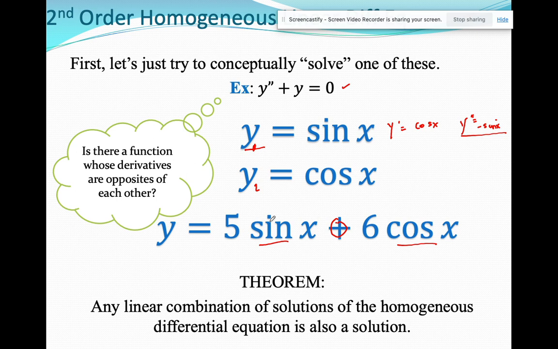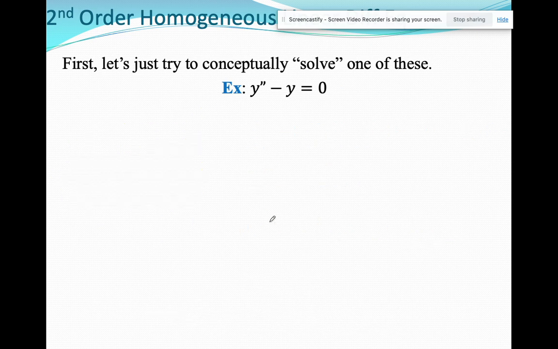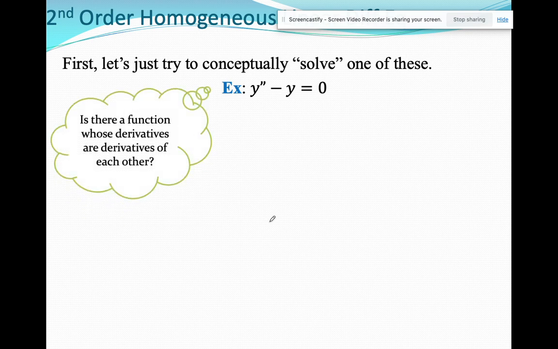Let's do another one like that. How about what kind of function has the same derivative, so that when you take a second derivative and subtract it times the original, you get zero? What could it be? It could be, naturally, e. So why is that?